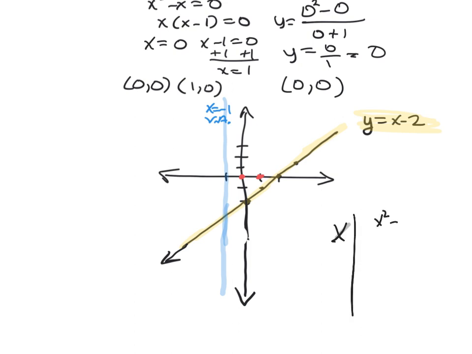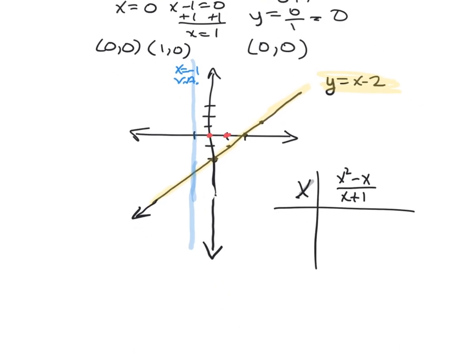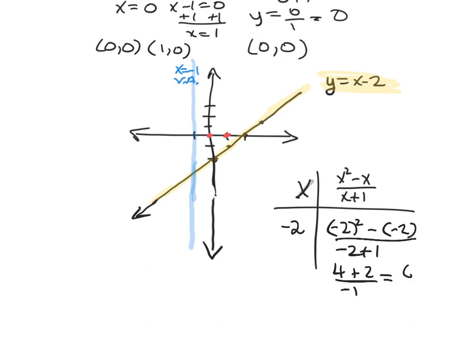So x squared minus x over x plus 1. Nothing simplified here. So let me pick a number that's less than negative 1. So let me plug in negative 2. And then when I plug in negative 2 and square it, minus negative 2, that's 4 plus 2 over negative 1, 6 over negative 1, which gives me negative 6. So (negative 2, negative 6).